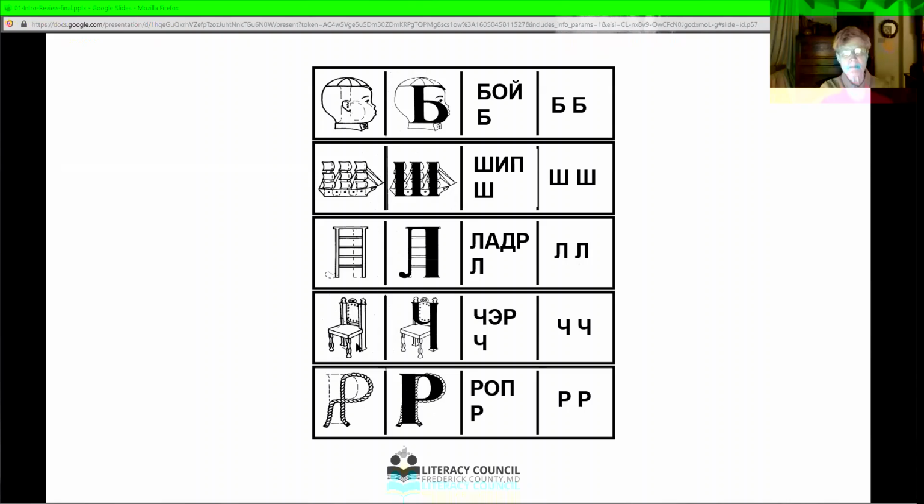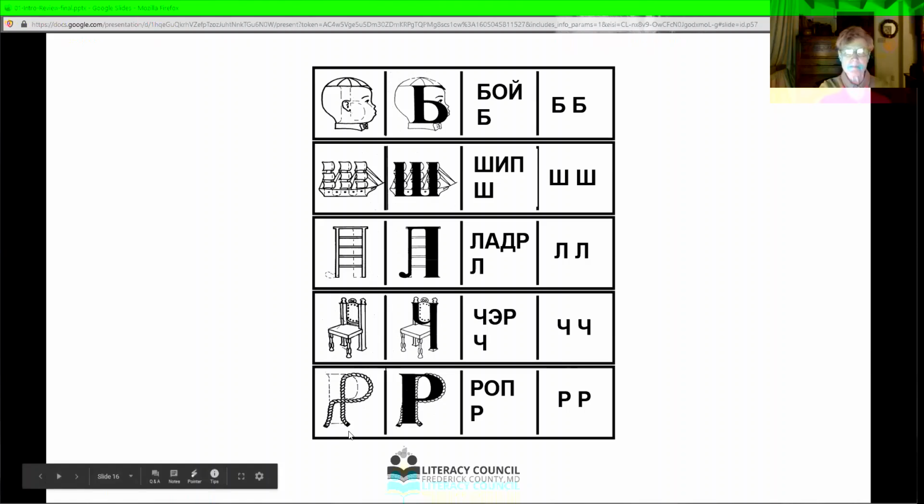This is a chair. Say chair. Chair. This looks like a chair. Say chair. Chair. This is the word chair. Read chair. Chair. Chair begins with the sound ch. Say ch. Again. Ch. Good.